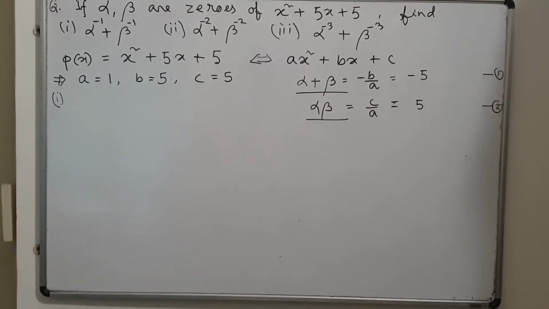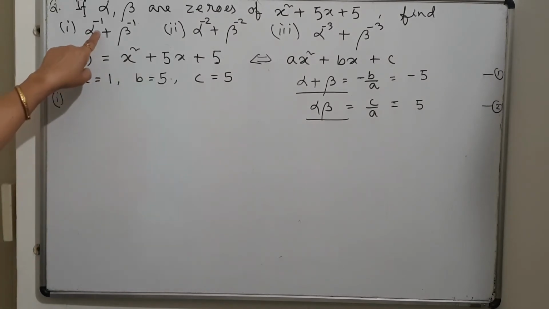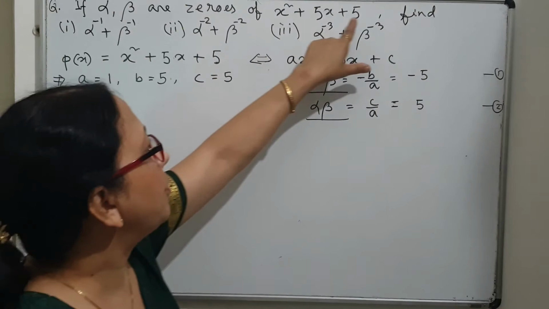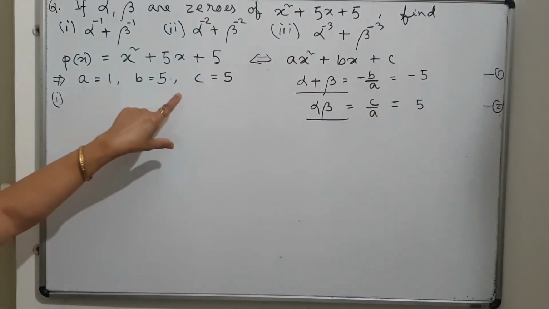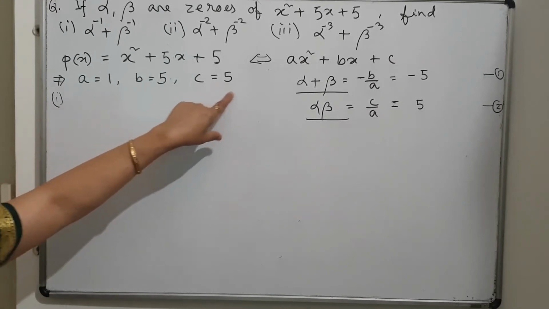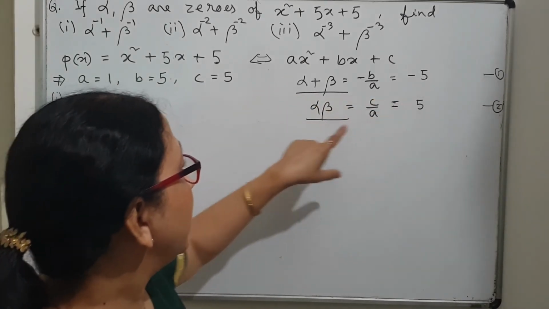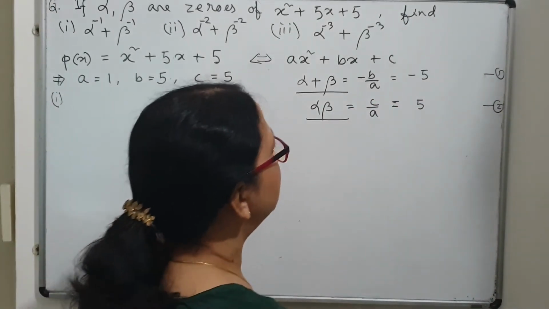So another question, similar, where the powers of the zeros are taken negative. So similarly, you see this is the polynomial. Comparing with the standard one, I have written the values of the coefficients as A, B, C. So the two relationships: sum of the zeros is this and product of the zeros is this. Okay, this is equation 1 and this is equation 2.